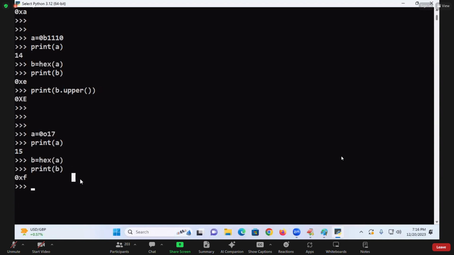0xF. Only F to be printed in capital letters? That also I will print. See, that also I will print, using upper of it. Only that also I will print.